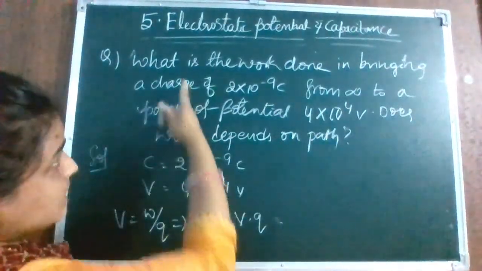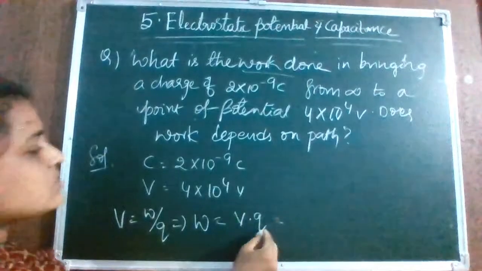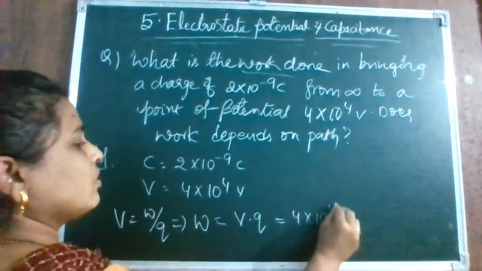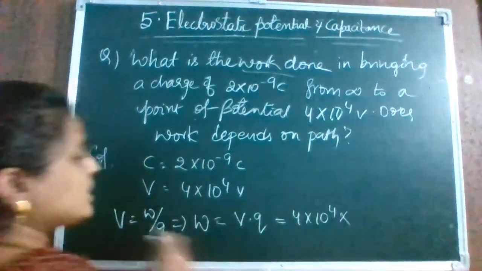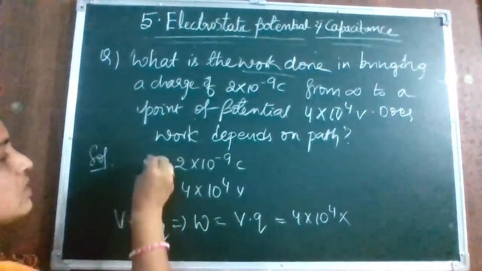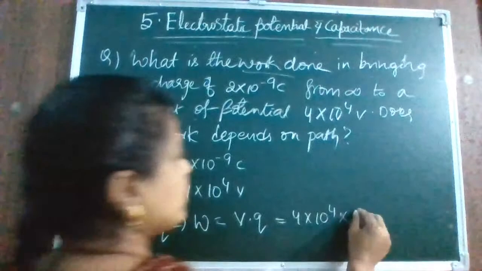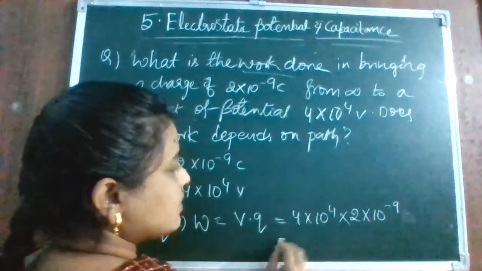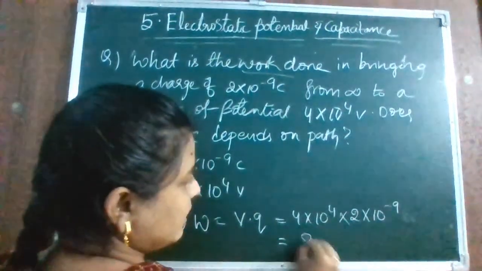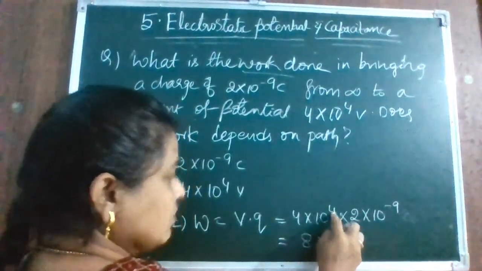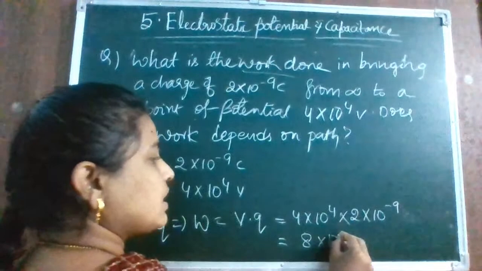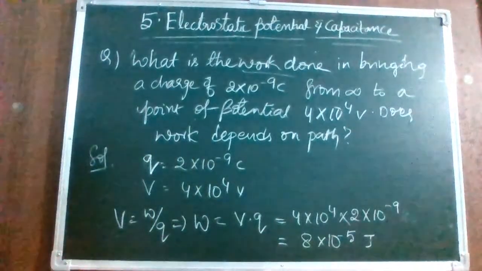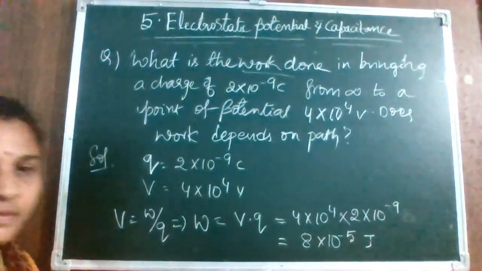So he has asked what is the work done. Work is equal to V into Q. V is equal to 4 into 10 to the power of 4 volts, into the charge he has given. How much charge Q has he given? 2 into 10 to the power of minus 9 coulombs. That is equal to 8 into 10 to the power of 4 into 10 to the power of minus 9, which is 10 to the power of minus 5. He has asked work, so joules. 8 into 10 to the power of minus 5 joules.